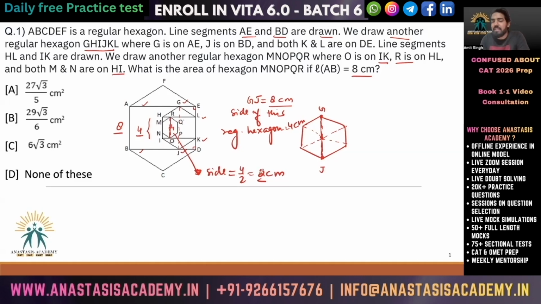Now I can easily find this area. So the area of a regular hexagon is given as 6 into root 3 by 4 into a square, and that would be equal to, with a equal to 2, 4 gets cancelled. We are left with 6 root 3. So the correct answer has to be option C.